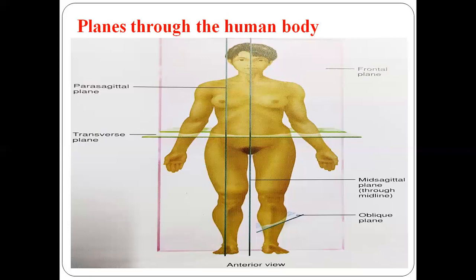Now, an oblique plane, which is different from these planes, passes through the body or an organ at an oblique angle. Now, what is an oblique angle? An oblique angle is any angle other than the 90-degree angle.